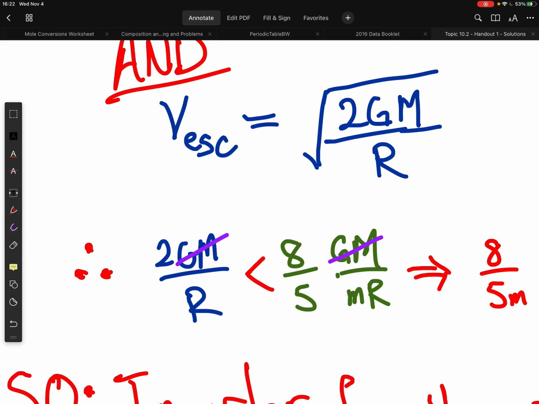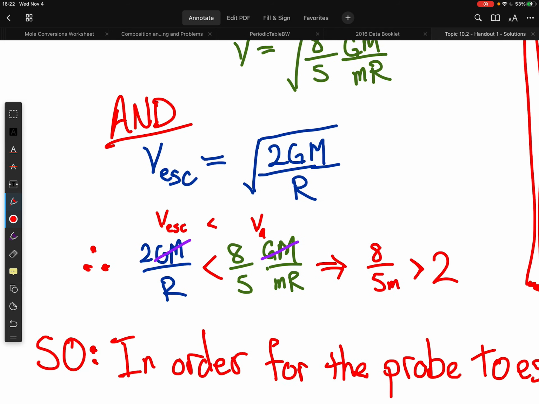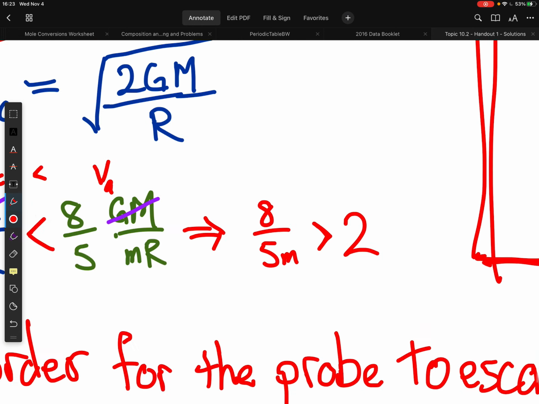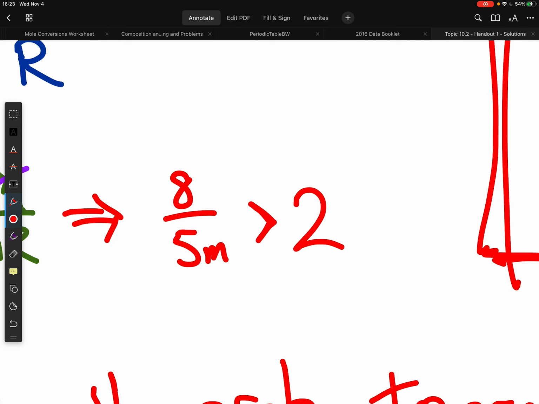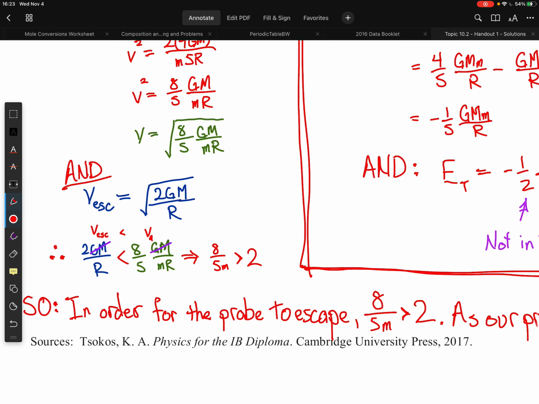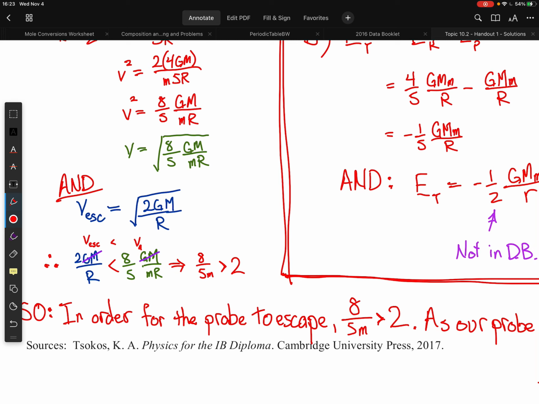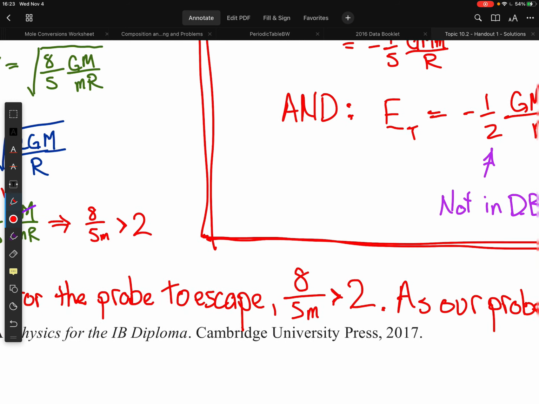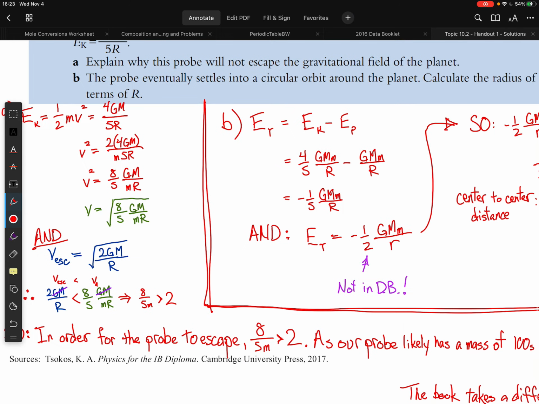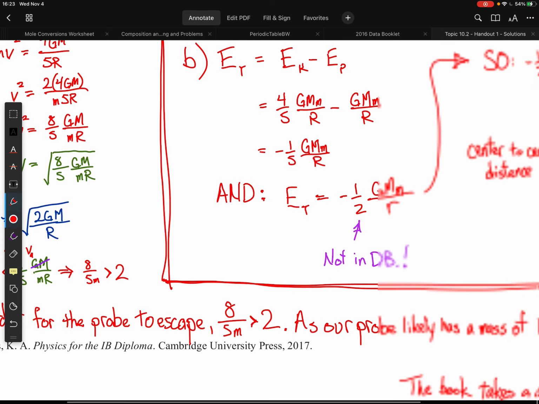Here's our actual velocity, which we could call v sub a or whatever, and here's our escape velocity. So there we go. What we find then is that 8/5 divided by the mass of the probe should not be greater than 2. So in order for the probe to escape, 8/5 divided by the mass of the small object must be greater than 2. And if that is the case, then our probe will go bye-bye.